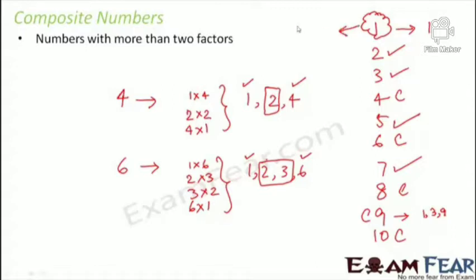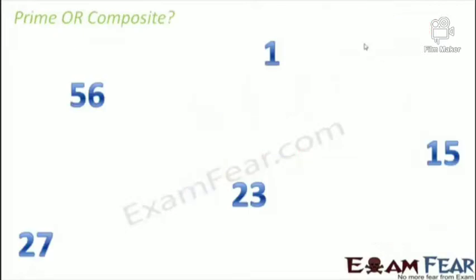So what do we say? 1 is neither prime nor composite. So 1 is like an exception to this concept of prime and composite numbers. So let us look at these numbers on the screen and decide whether each is a prime or a composite number. So let us start with 56.